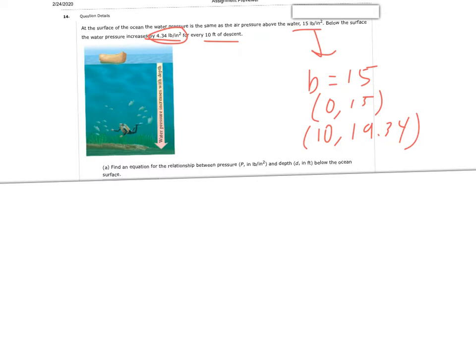So I'm adding that to the 15 to give me what it is at 10 feet under. So those would be my 2 points, and so I'll let you guys take it from there.